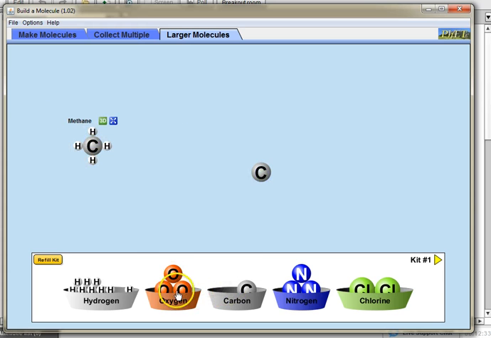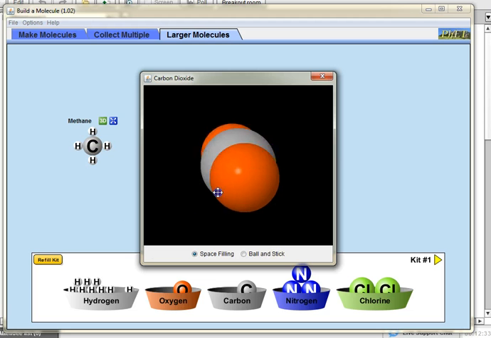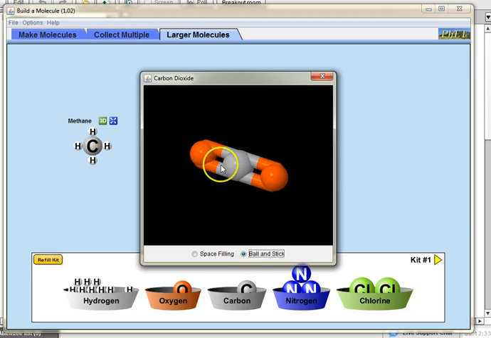Let's say you have carbon and oxygen, carbon dioxide. Yeah, let's see the molecule. This is a linear molecule. Here you can see that the carbon is again in the center, and the bond between the carbon and oxygen is not a single bond, it is a double bond.